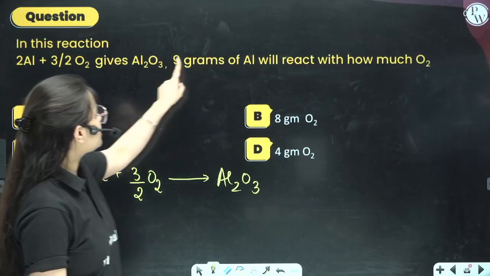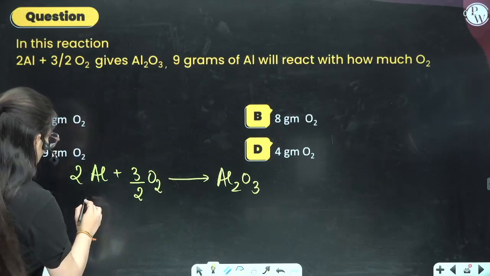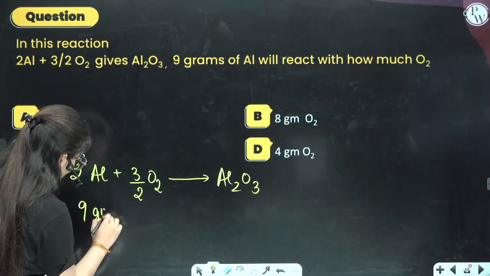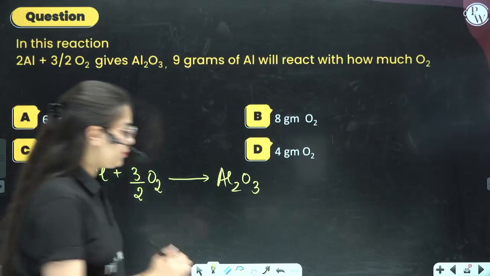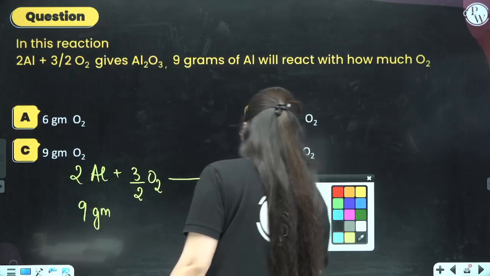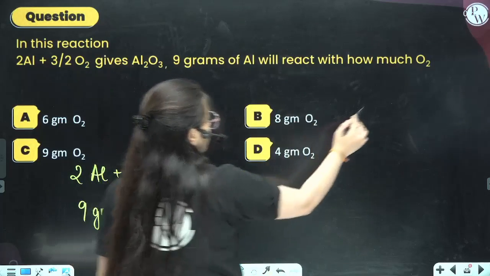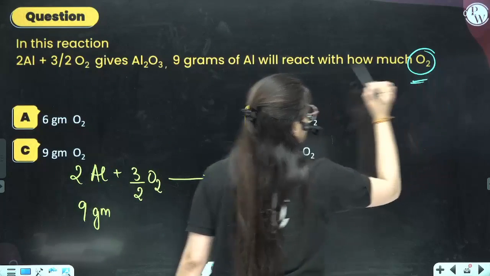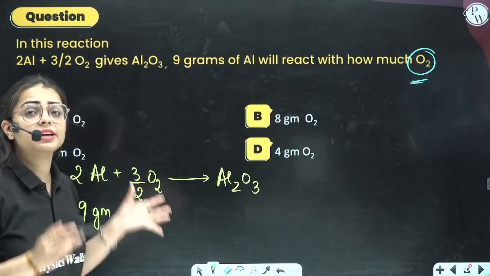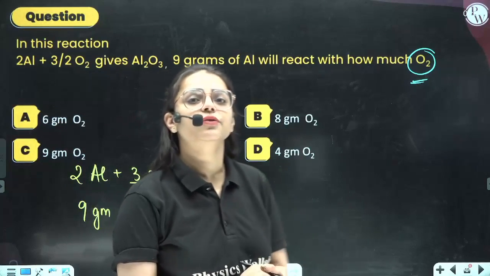They have given us 9 grams of aluminium. Now, this is provided to us as 9 grams. And what we need to find out, students? We need to find out how much O2 is required, and also we need to find it in grams. That means we need to find out the given mass.